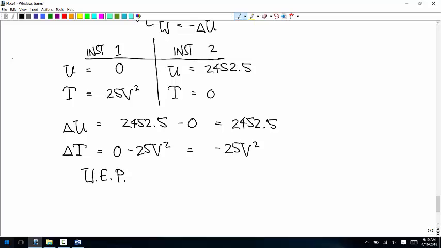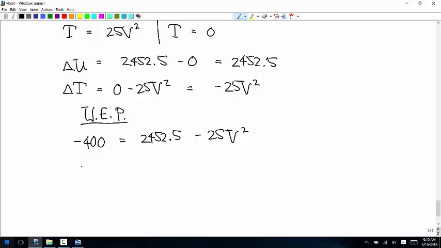What's the work done by friction? And be careful of the sign. Friction always takes energy away from things. Friction can't ever add energy. So we have negative 400 is equal to 2452.5 minus 25v squared. And so 25v squared is equal to 2852.5. And so what do you get for v?